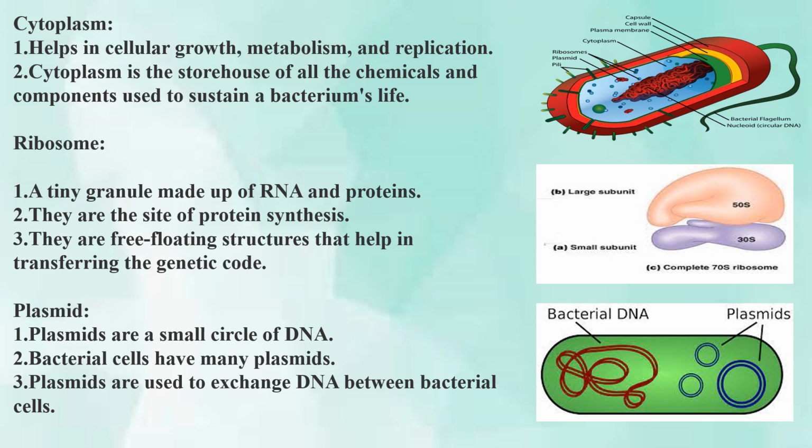Then what are plasmids? Plasmids are small circles of DNA. Bacterial cells have many plasmids. Plasmids are used to exchange DNA between bacterial cells. It is mainly for the exchange of DNA from the bacterial cell to the plasmids.